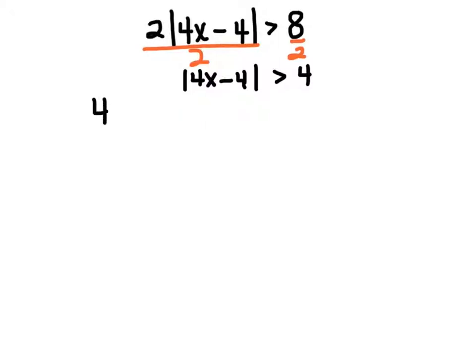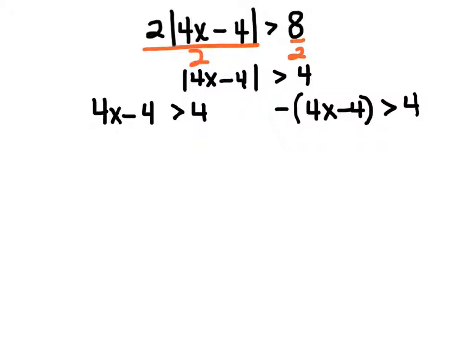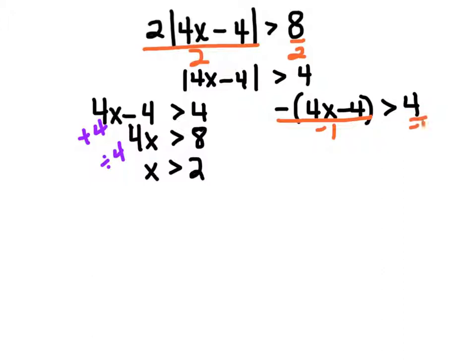So now I'm going to do my 2 equations. 4x minus 4 is greater than 4. And the opposite of 4x minus 4 is greater than 4. I'm going to add 4 over here. So I get 4x is greater than 8. And I'm going to divide by 4. Now some of you had to put little notes over here, add 4, and then divide by 4. Make sure you're doing what you need to do to get these notes correct so you can use them in class. I'm going to divide by -1.